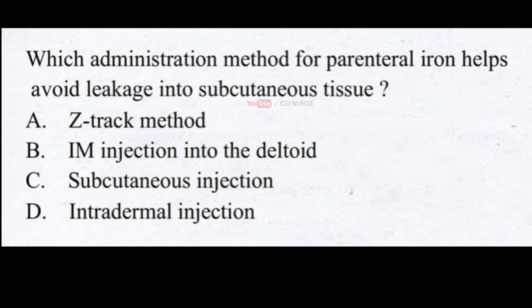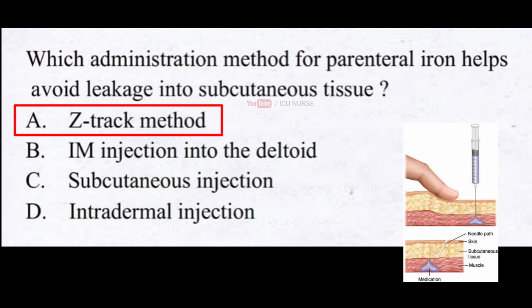Which administration method for parenteral iron helps avoid leakage into subcutaneous tissue? A. Z-track method. B. IM injection into the deltoid. C. Subcutaneous injection. D. Intradermal injection. And the correct answer is A. Z-track method. Z-track method is a type of IM injection technique used to prevent leakage of the medication into the subcutaneous tissue.